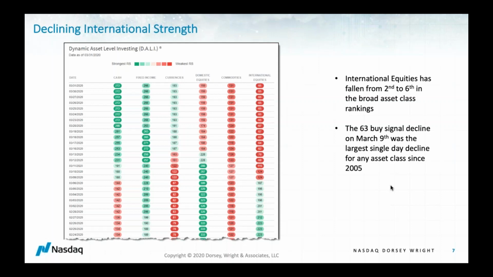So what this indicates is a broad underperformance of international equities as a whole, right? We see that it has fallen from 2nd to 6th, and it still sits at the 6th ranked position currently. But just because the broad asset class has fallen off in strength significantly doesn't mean there aren't going to be areas within international equities that still might indicate some strength.